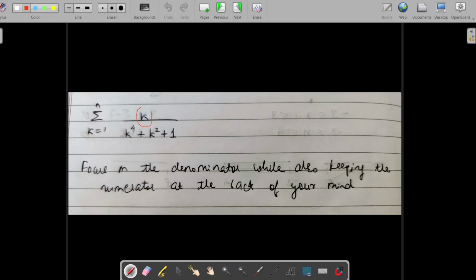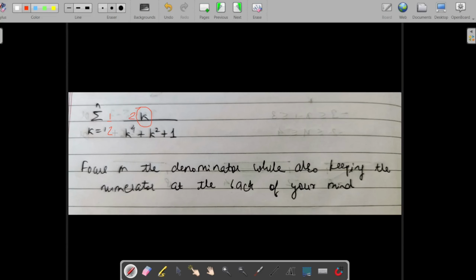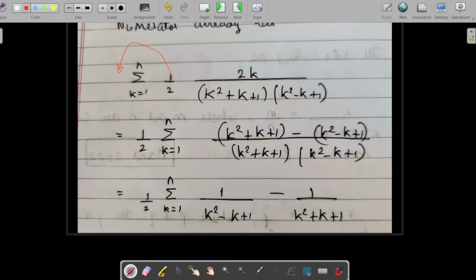And as I said, keep the numerator in mind. So in the numerator you have k, and the difference of the factors in which we were able to break the denominator is 2k. So you already have a k in the numerator, just multiply it by 2 and divide it by 2. So what we will get is half, 2k upon (k square plus k plus 1) into (k square minus k plus 1). So just take this half outside because it's a constant, and then you will have from 1 to n, just subtract, because that is how we got 2k, right? So when you subtract, then again open it. In the first term this will get cancelled, in the second term this will get cancelled. So you will finally get an expression of this kind.